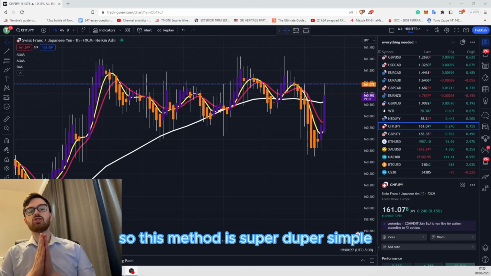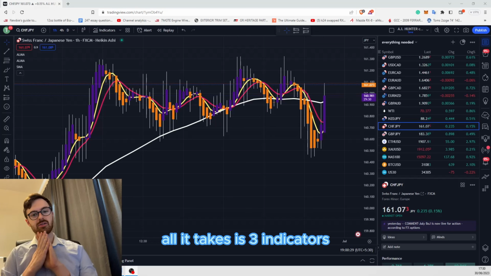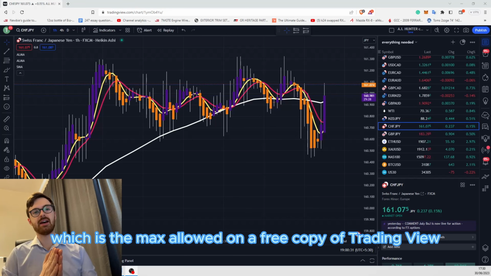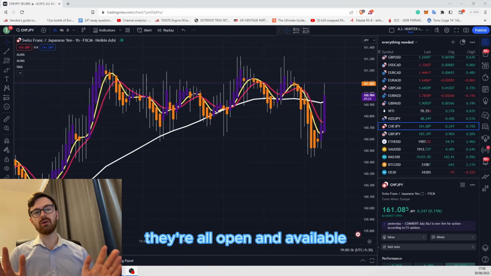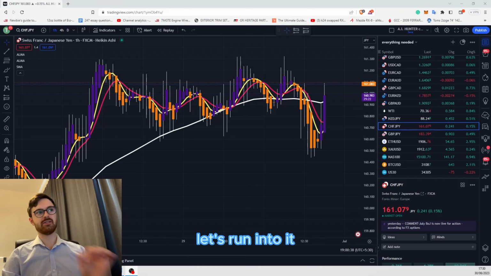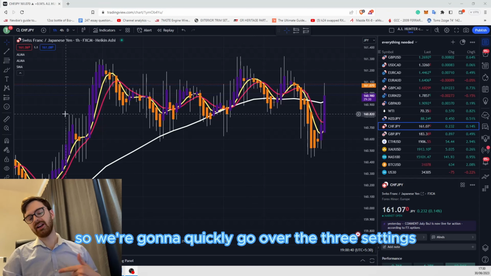So this method is super simple. All it takes is 3 indicators, which is the max allowed on a free copy of TradingView. None of them are paid for. They're all open and available. So we're going to quickly go over the 3 settings.